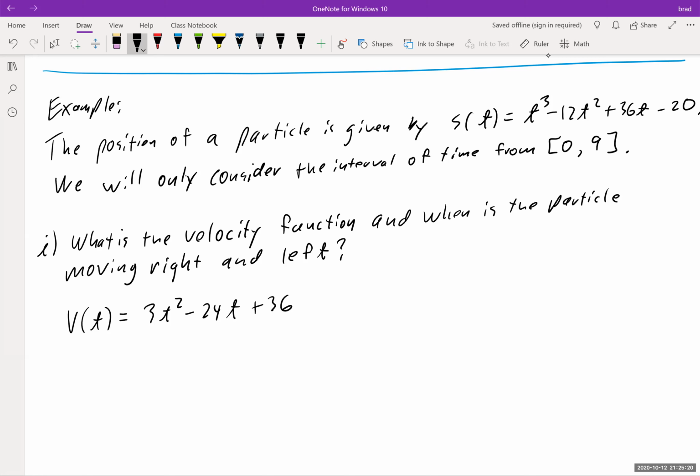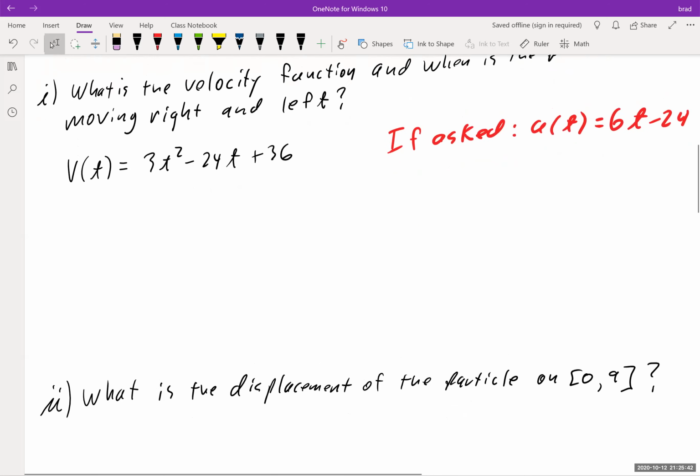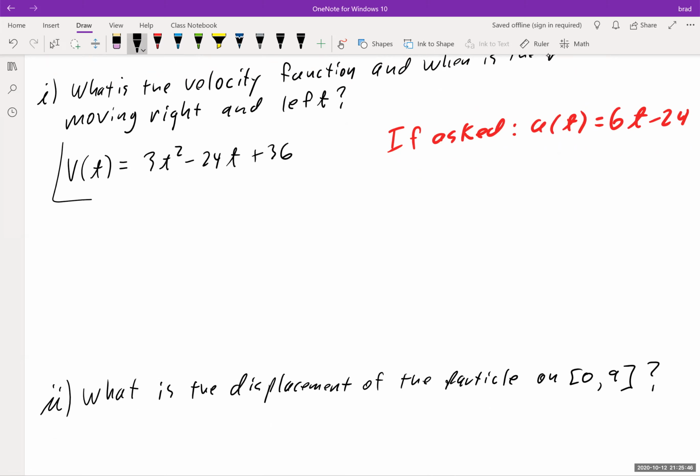And then it says, what is the velocity function and when is the particle moving right and to the left? By the way, if we wanted, we could find the acceleration function, a of t, and that would just be 6t minus 24. If asked. We weren't asked in this problem, but maybe you will be in another one. That's the second derivative. So it says, what is the velocity function? Okay, done. This is the velocity function.